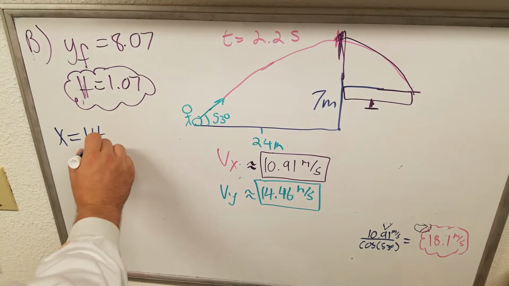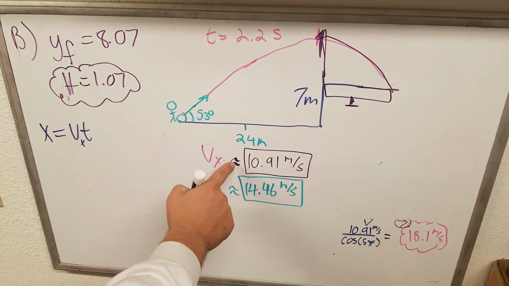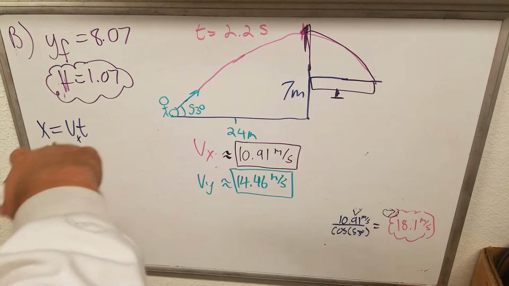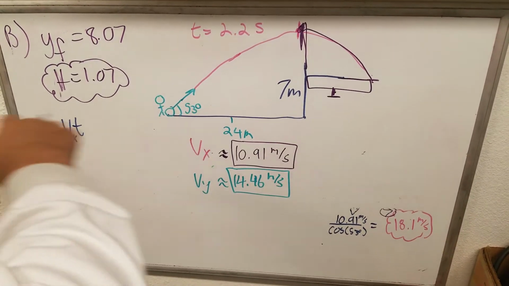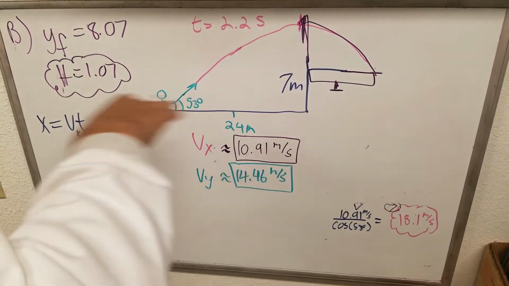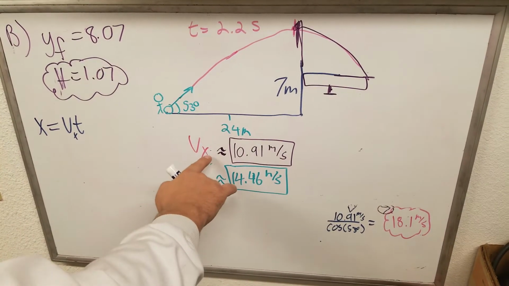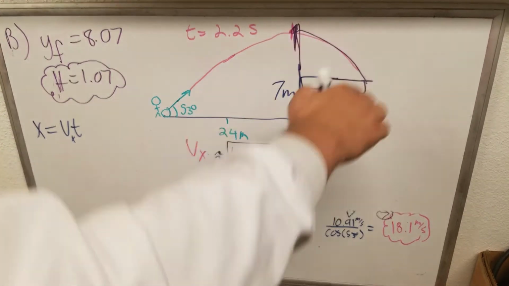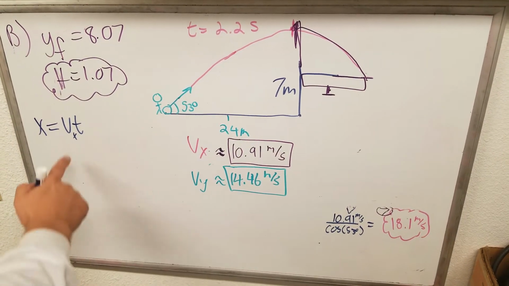Well, we know the velocity in the x. It hasn't changed. Remember, there's no acceleration in the x direction ever, unless we're dealing with air, and we're not doing that in most physics problems. We're not dealing with air. So there's no acceleration here. So this number has not changed along the whole path. It stayed 10.91.